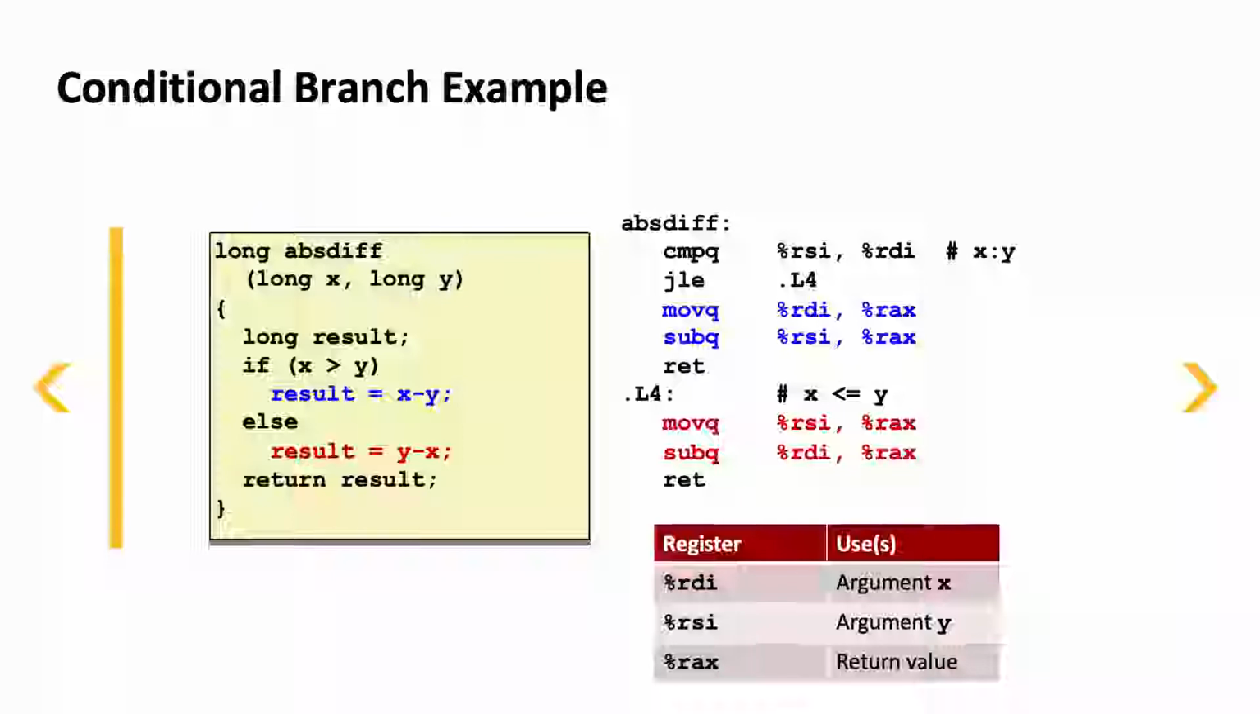So let's take a look at a quick example, a little snippet of C code that just takes the absolute difference.